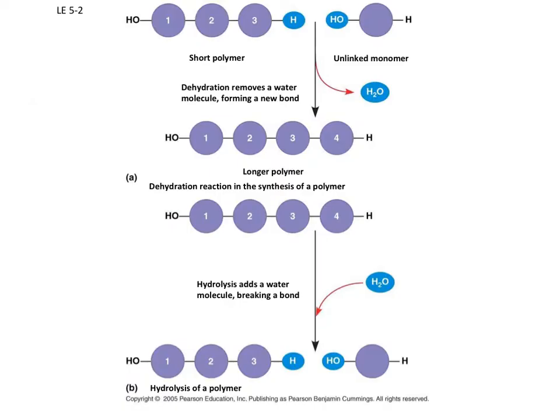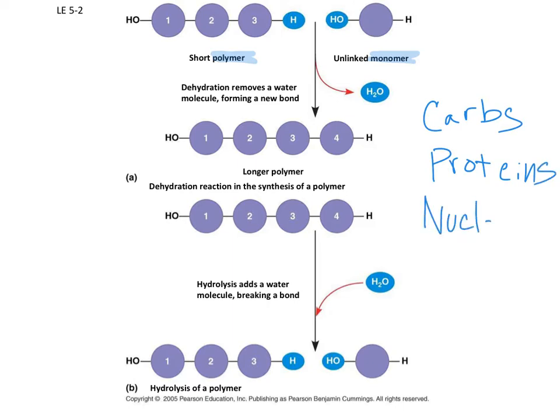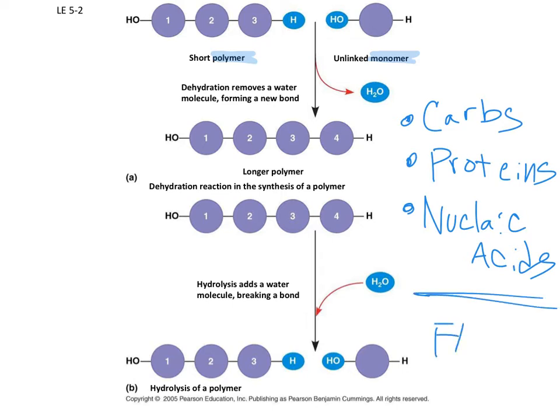But before we even go to carbohydrates, it's essential to understand this concept of a monomer and a polymer. We're going to be looking at this for carbs, proteins, and nucleic acids. All three of these biomolecules fit into this category. The one that does not fit into this category is fats. So carbs, proteins, and nucleic acids all fit into this concept of monomer polymer.